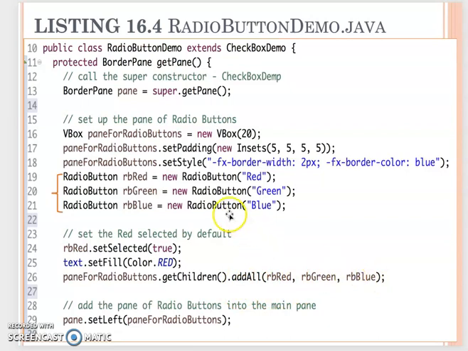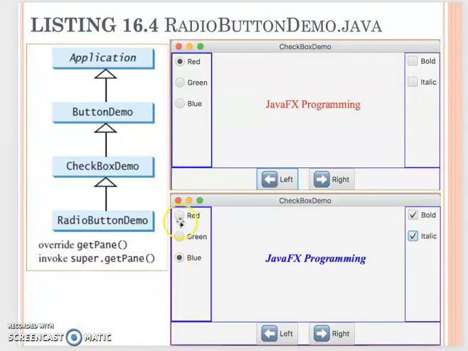Then you can choose either one. After we have this VBox with all the radio buttons added, in our border pane we set this button group on the left. That's why they display here.